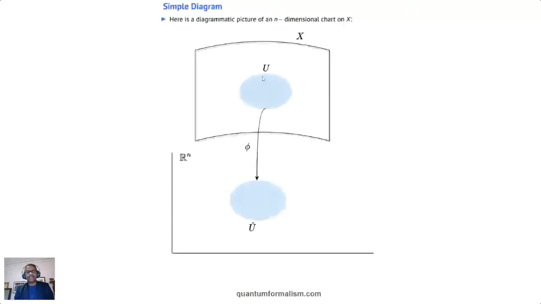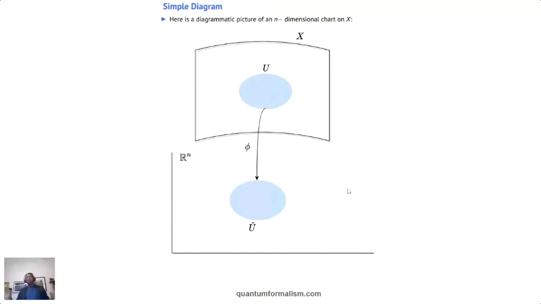I want to chart it. And then what I will do, I'll say, okay, let me look at Rn. Where do you want to chart it? Maybe I will say, okay, I want U hat, this region here, this part. And then it's all a matter of constructing a homeomorphism that takes you from here to here.